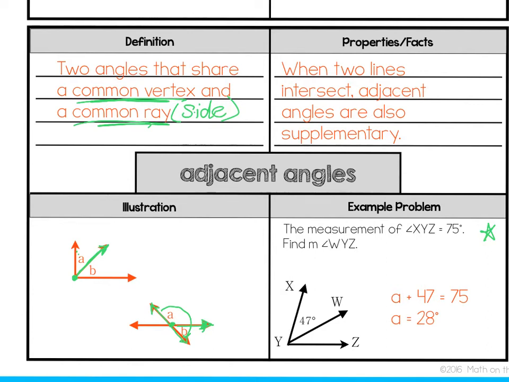So the only way we could figure out what the measure of angle WYZ is, this angle, is if they told us what the measure of this bigger angle was. And they did. They said that it's 75 degrees. So all the way from here to here is 75. We need to find this angle measure. So therefore, what we would do is just subtract 47 from 75, and we get that it is 28 degrees.